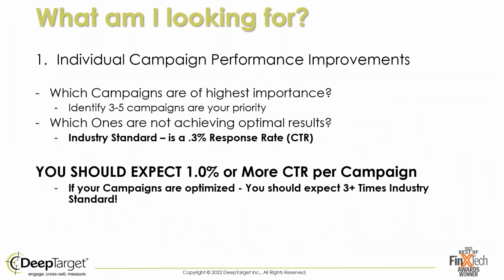So what are you looking for? When you get your performance reviews and you've identified your top 3 to 5 campaigns that you're hoping are creating the best results, you need to know the industry standard is a 0.3% response rate for any particular ad. But you should expect at least 3 times that, 1% or more click-through rate per campaign. So if your campaigns are optimized, you should be seeing 1% or better. And that's exciting because we've got some examples for you to see.